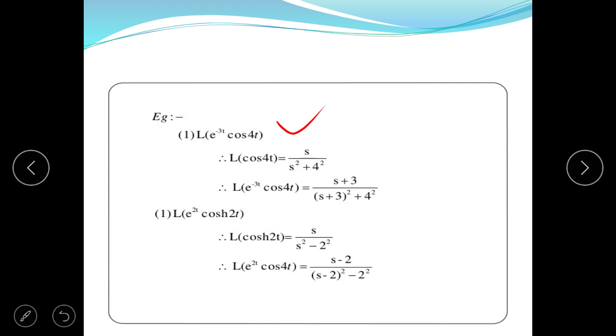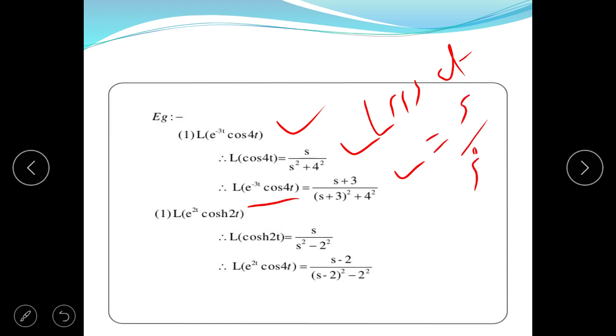The Laplace of cos 4t is equal to s upon s square plus 4 square, and the Laplace of e to the power minus 3t cos 4t is equal to s plus 3 upon (s plus 3) square plus 4 square, because the Laplace of cos at is equal to s upon s square plus a square.